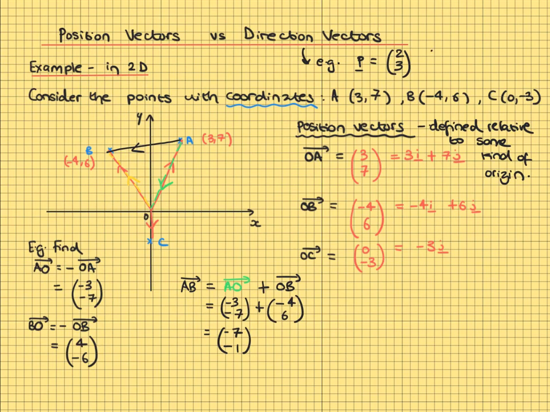If I start here, I would have to go 2 along like that, 3 up like that, and there's my vector P. But if I had a totally different starting point like this, then I go 2 along, 3 up, and I end up in a completely different place, but I've still followed the instructions of vector P. So you can see that this is a direction vector because it's simply telling you how far to move and the direction to move, but it's not giving you a starting point, unlike in these examples here.